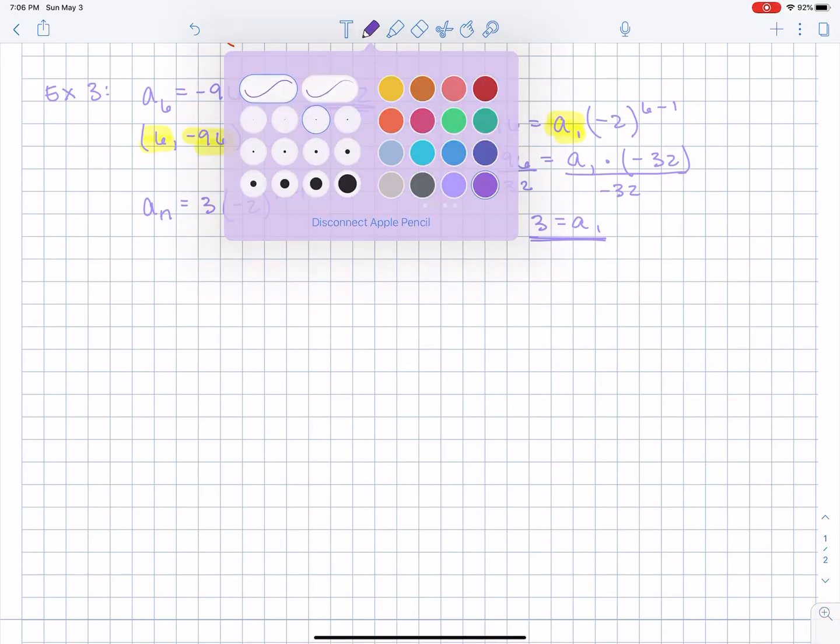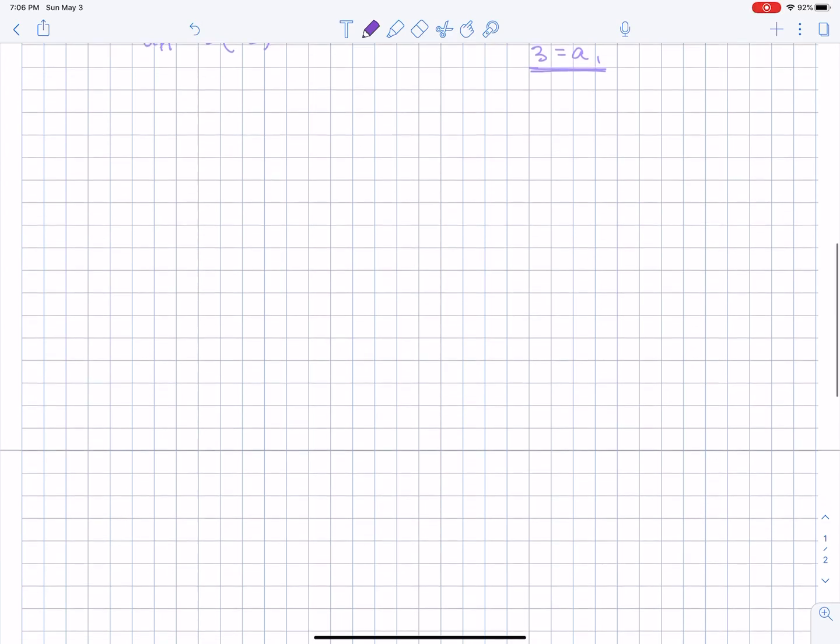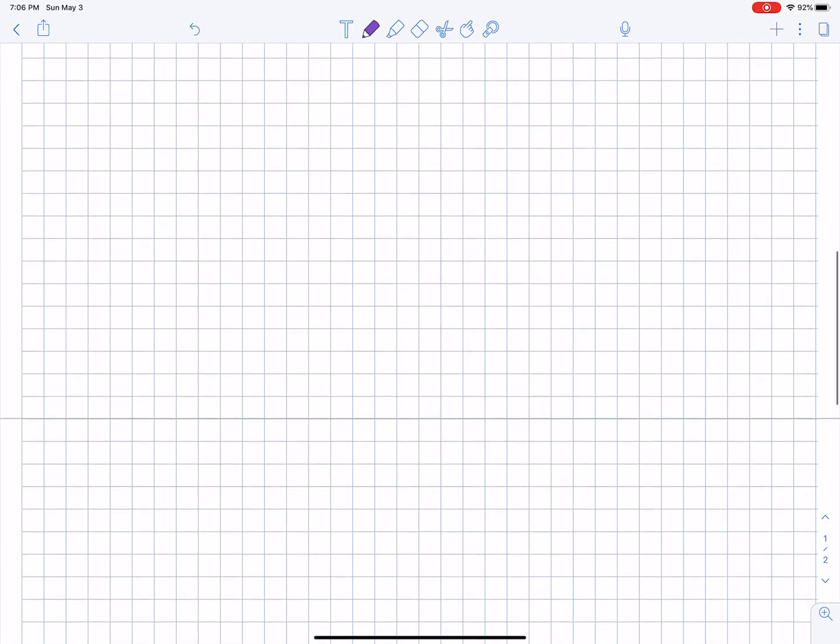Okay, one more example with writing these sequences. We are on example 4. A sub 2 is equal to 12. It's a geometric sequence, and a sub 4 is equal to 3. This is all I know, that it's geometric, and I have these points: 2, 12, and 4, 3.